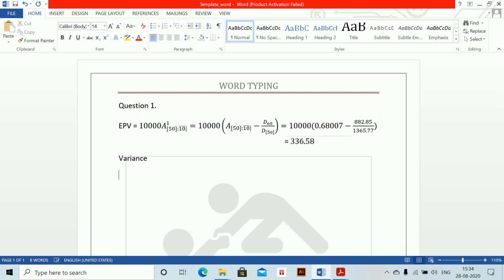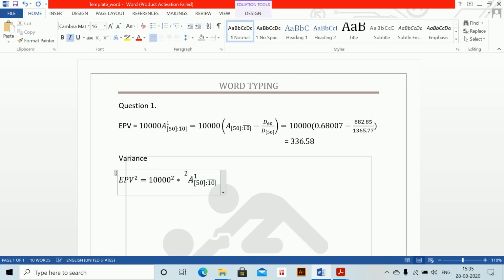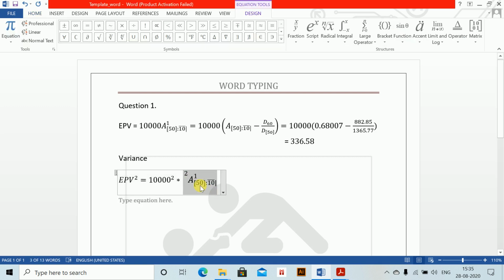Next, variance. For variance, first we need to find the expectation of X square, so that is EPV square. 10,000 square into, we need the 2AXN terms, so Alt Shift P is my shortcut, and then I'll just change this to 50, this to 10. Okay, 10,000 square, and then this is my original. Now we'll need to calculate the values for this part.